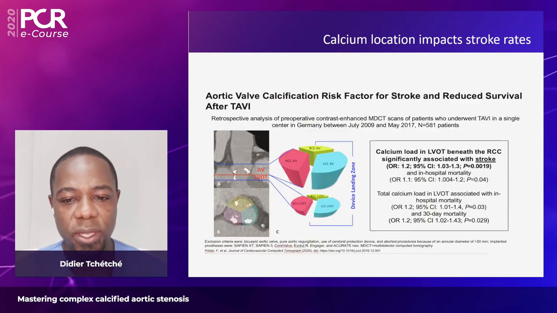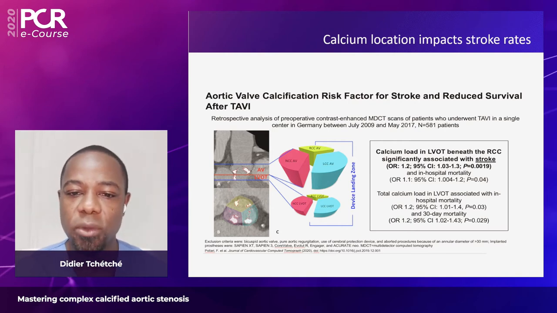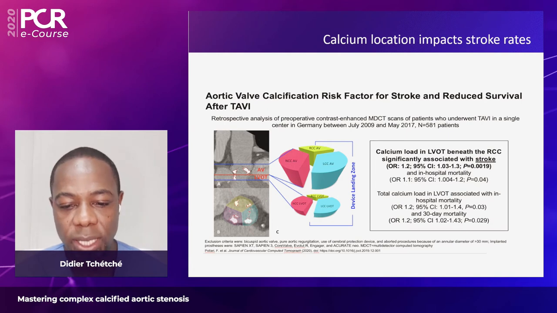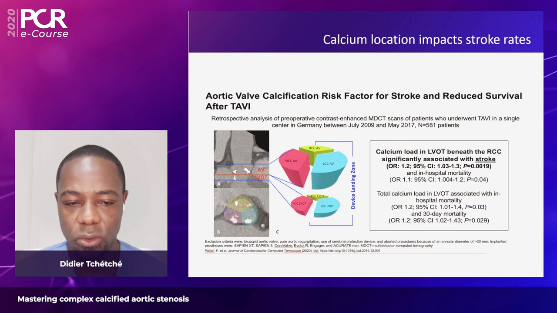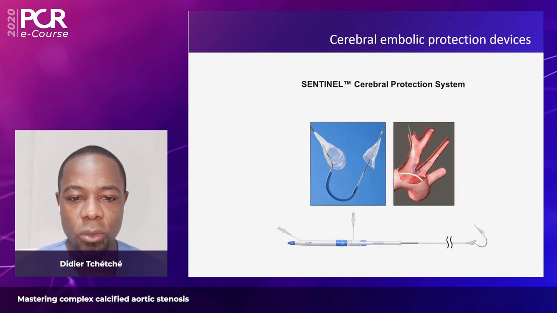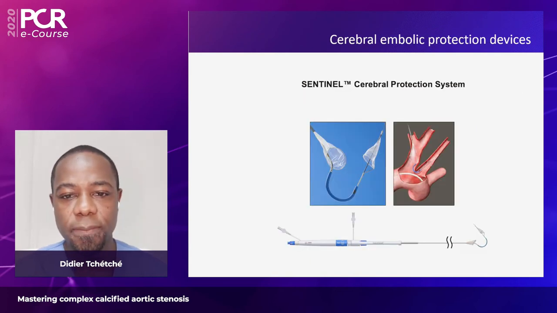Also, when we have calcium at the level of the left ventricular outflow tract, in that publication, this was associated with a higher stroke rate. So definitely, calcification in the landing zone may be associated with a higher stroke rate. So how do we prevent that?